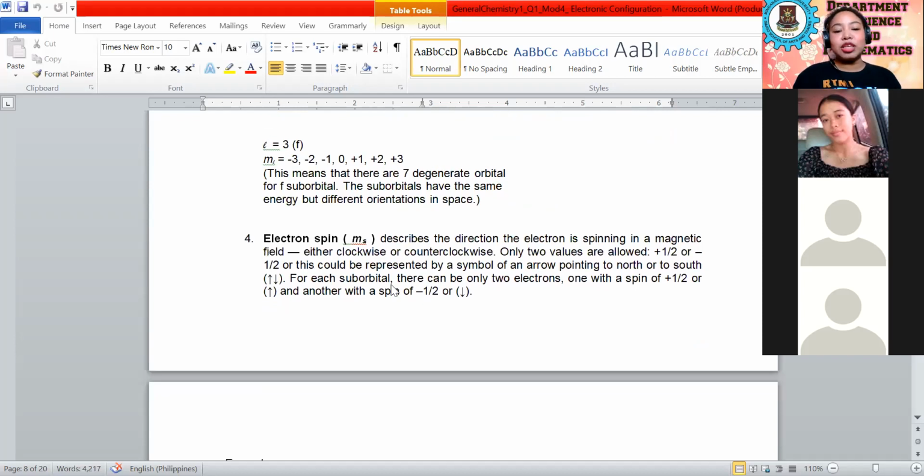Now let's go to electron spin. When we put electrons in each suborbital, they cannot spin in the same direction. One is going up, one should be going down. Why? We all know that if two particular charged particles have the same charge, they repel each other. So to prevent repulsion, one should be spinning upward, one spinning downward to cancel their repulsion. That is its purpose.